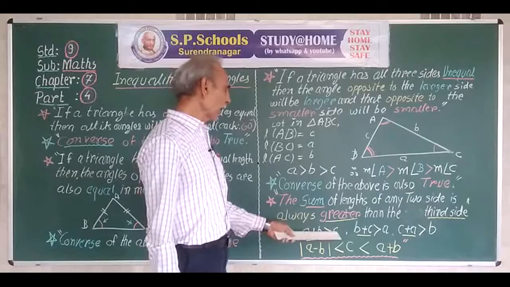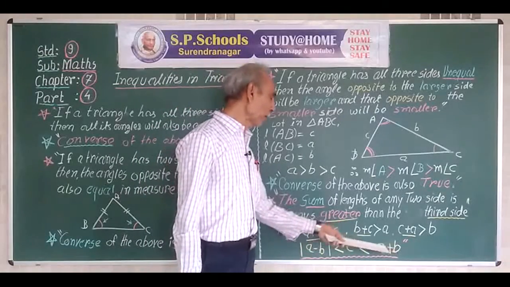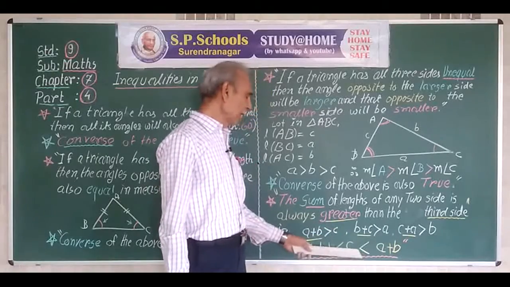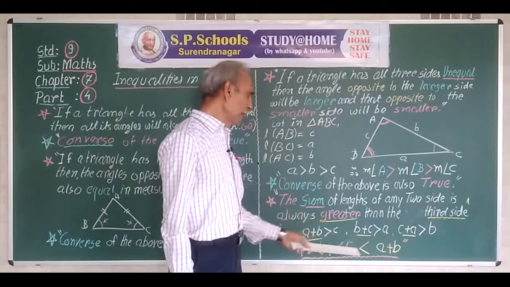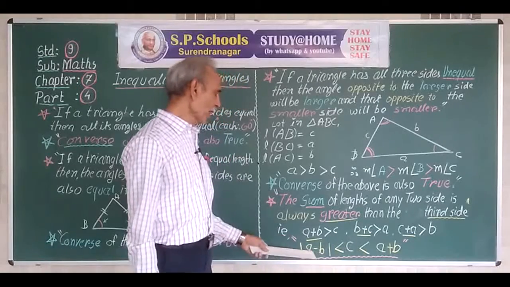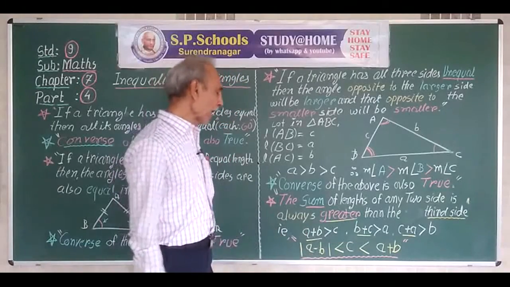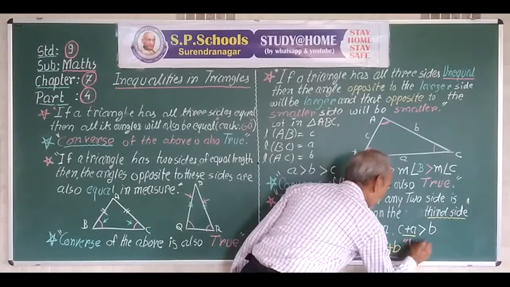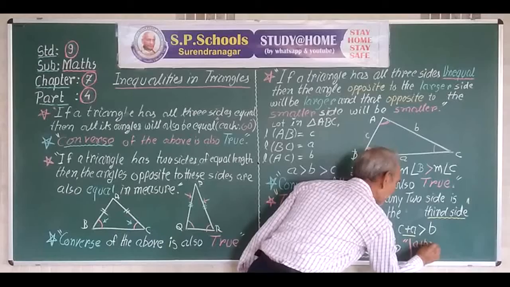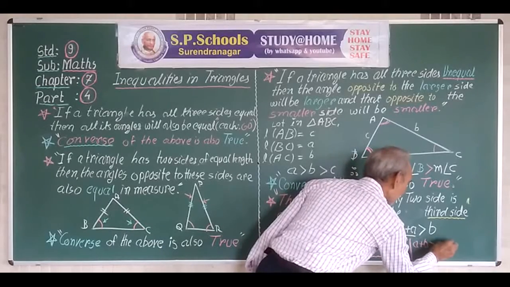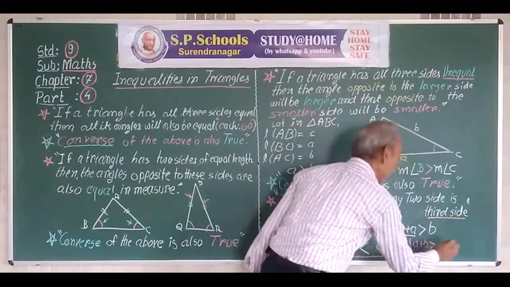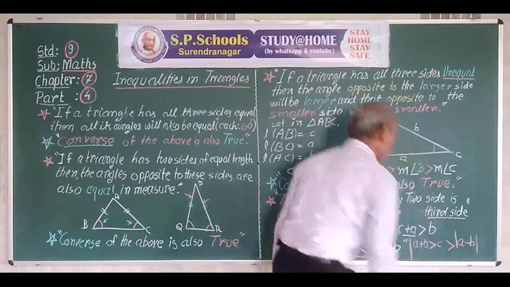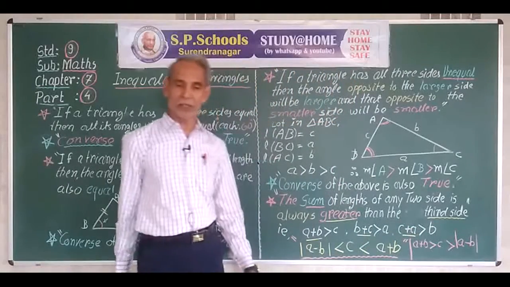Thus c is less than a plus b. The sum of two sides, a plus b, is greater than the third side. And the other way also we can write: a plus b is greater than c, which is greater than a minus b, the positive difference between the two other sides.